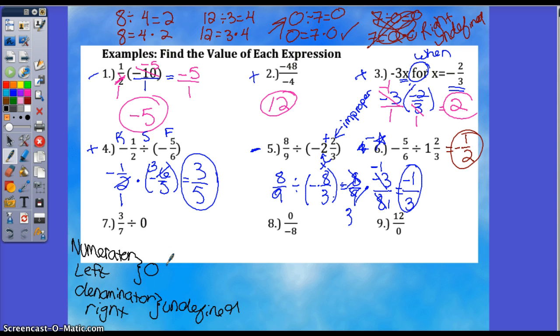So now number 7 is on the right. Okay, it's undefined, can't do it. Number 8, it's on the top. Oh, that equals 0. It's on the bottom. It's like sitting on nothing. 12 literally is sitting on nothing. Can't do that. So it's undefined.